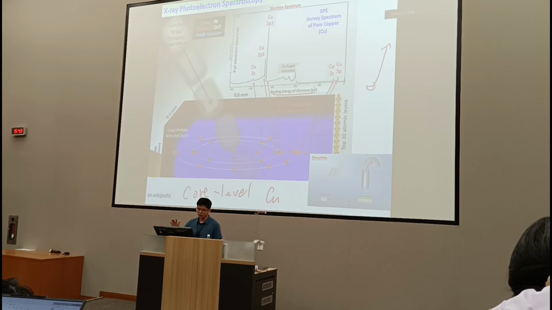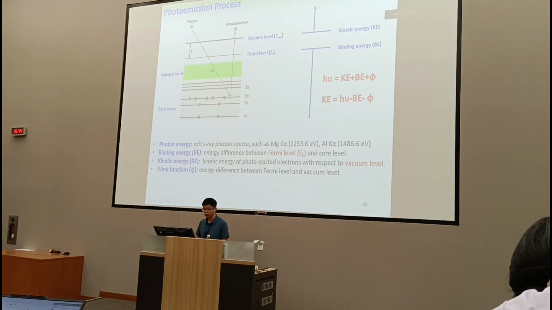From the position of these characteristic core-level excitations, we can understand whether it's metallic copper or oxidized copper, copper bonding to oxygen, copper bonding to sulfur, and so on. So that is basically the idea. But how do we achieve that?